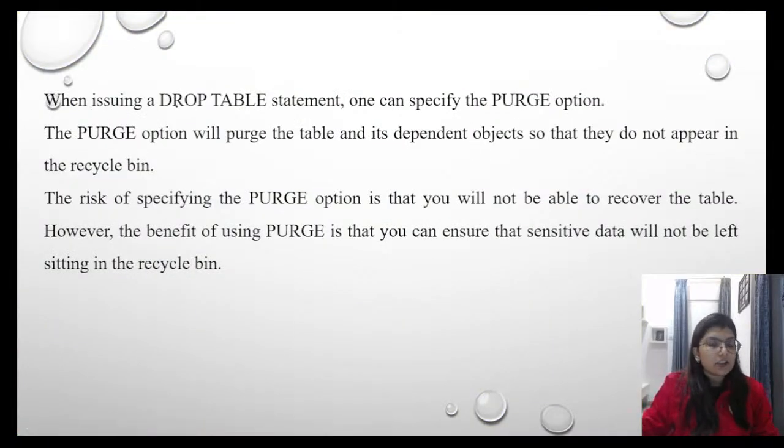See, when we are issuing a drop table, one can specify the purge option. Whenever you are using drop table, with drop table you can use purge. The purge option will purge the table, meaning it will completely remove the table and it will remove the table from the recycle bin also. After using only the drop command, the table will go to the recycle bin.